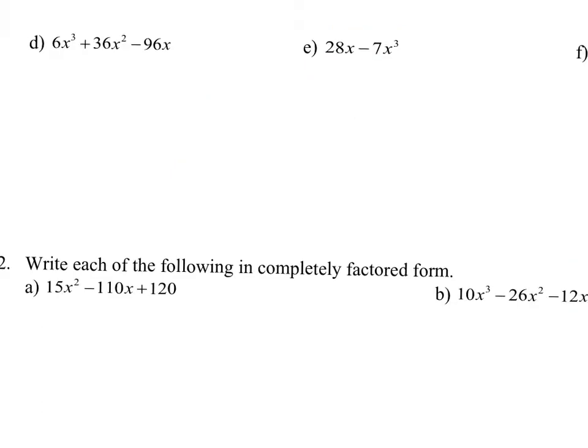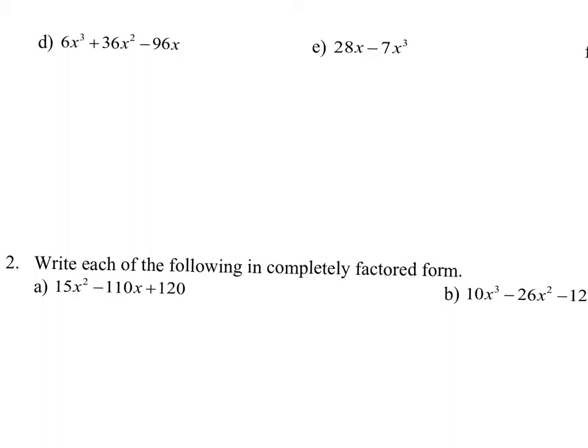So in D, let's see, I think I have a GCF of 6, right? Let me just divide 96 by 6 to make sure it goes in evenly. It does. So my GCF is 6, but I also notice that I have a variable in all 3 terms. So I'm going to take the lowest exponent. So my GCF is 6x. I'm going to divide everything by that and put that out front. And I'm left with x squared plus 6x minus 16.